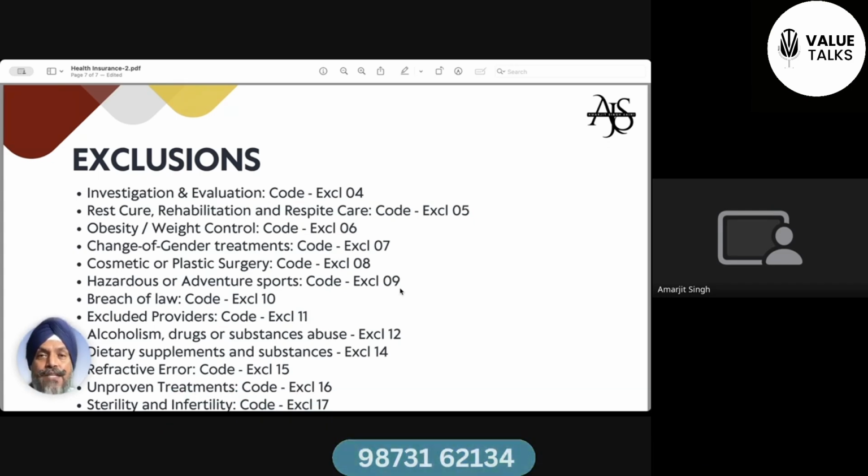And the doctor recommends bariatric surgery to reduce the weight because of high BMI and comorbidity. And another case can be BMI above 40. BMI above 40 without comorbidity, also bariatric surgery is allowed to reduce the weight. Change of gender treatment is not covered. Cosmetic or plastic surgery is not covered. Hazardous or adventure sports are not covered in most health insurance policies. Breach of law: if something happens during that time and the person reaches the hospital, that is not covered.